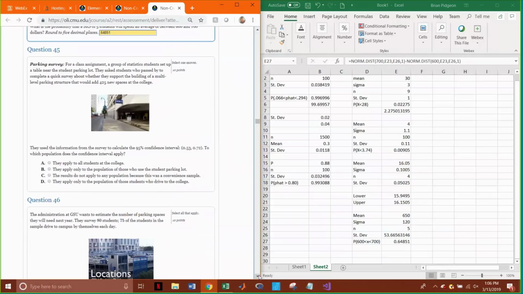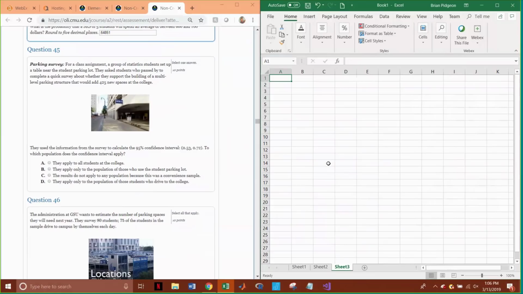Moving on to confidence intervals. So we're done with sampling distribution, checkpoint number 2 at that point. For a class assignment, a group of statistics students set up a table near the parking lot. They asked students who passed by to complete a quick survey about whether they support the building of a multi-level parking structure that would add 425 new spaces at the college. They calculated a 95% confidence interval. To which population does this confidence interval apply?